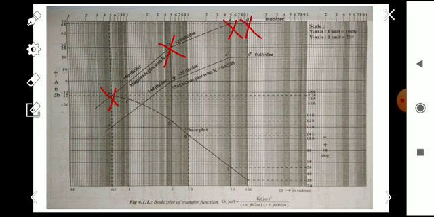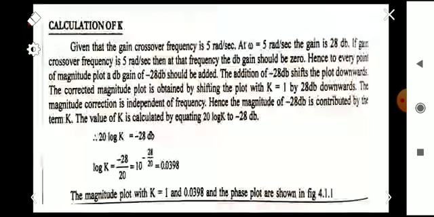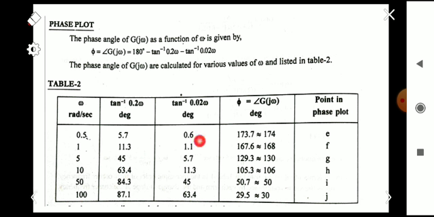So likewise we have to mark the points, and after that we have to connect those points using the scale. Straight lines you can draw. So this is the magnitude plot corresponding to the value k equal to 1. You have to write the value k equal to 1 here. After that we have to plot the phase plot.